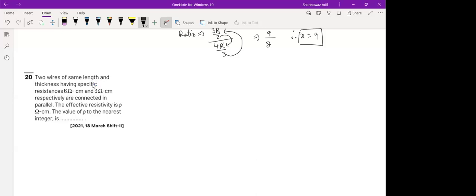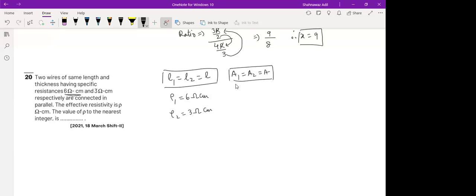So we have this question: two wires of the same length, so length L1 is equal to L2, that is L. Two wires of the same length and thickness having specific resistances, so this is rho. Rho 1 is 6 ohm centimeter, rho 2 is 3 ohm centimeter. Area is also the same, A1 equal to A2, that is equal to A.